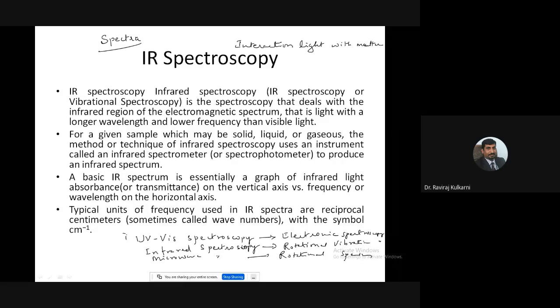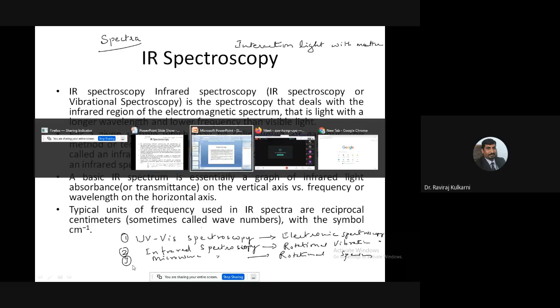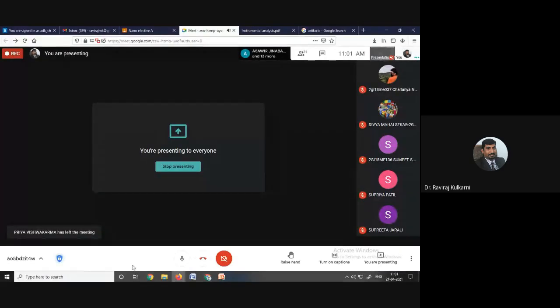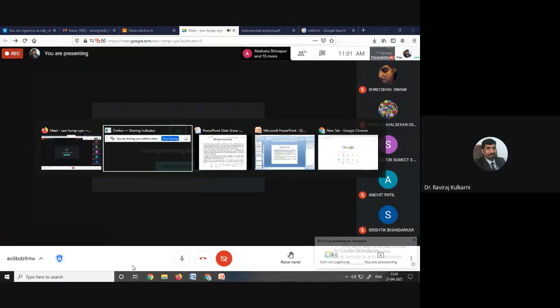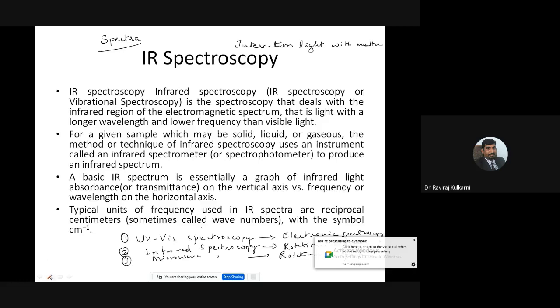Among the three, which has higher energy? Yes, can you hear me? Am I audible? Yes, sir. Okay. Among the three spectroscopic techniques, UV visible, infrared, and microwave, which has higher energy and which has lower energy? Anyone?